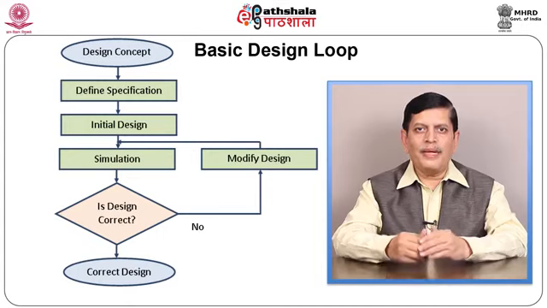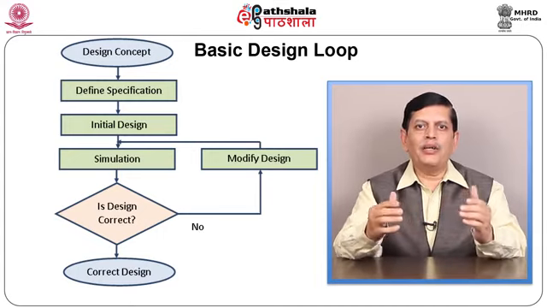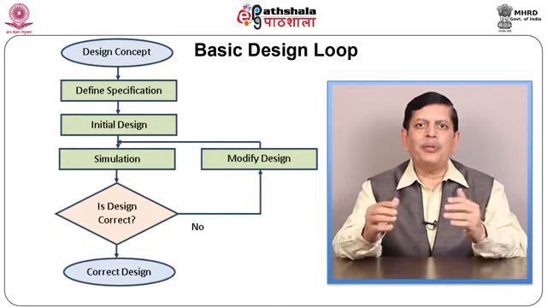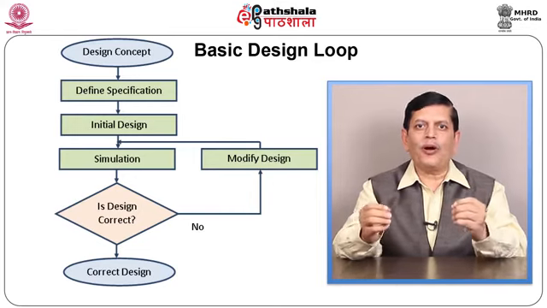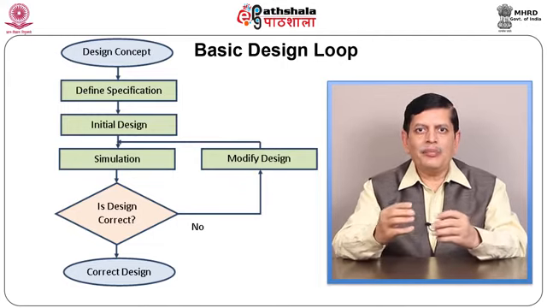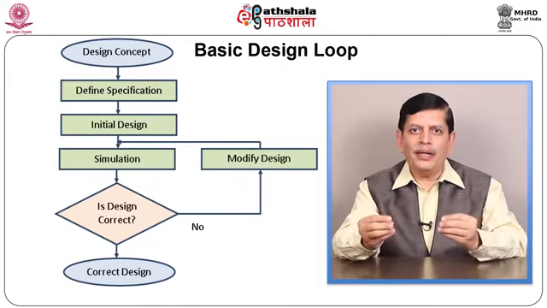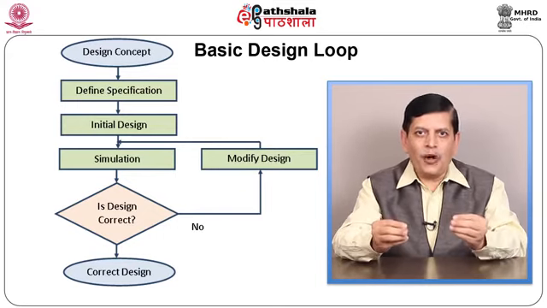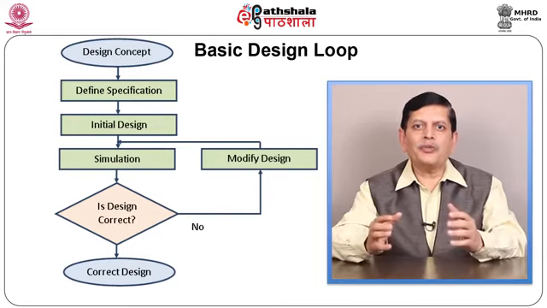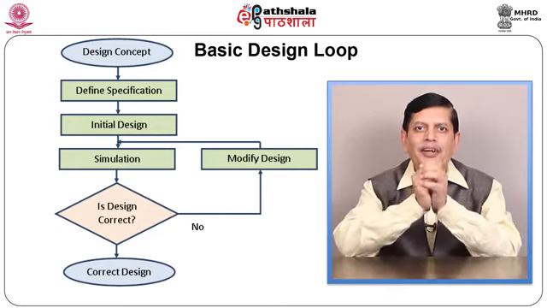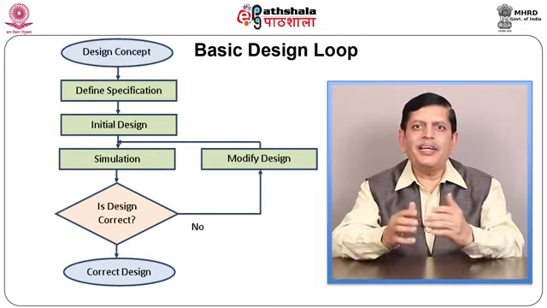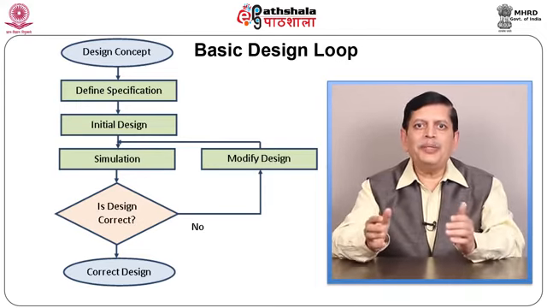Let us now summarize the basic design loop. The digital system design process begins with the design concept or an idea. Once you have an idea, the idea must be converted into the requirement and designer must transform requirement into the actual specifications. From these specifications, one initial design or the model must be created. Once the initial design is ready, it must be tested.